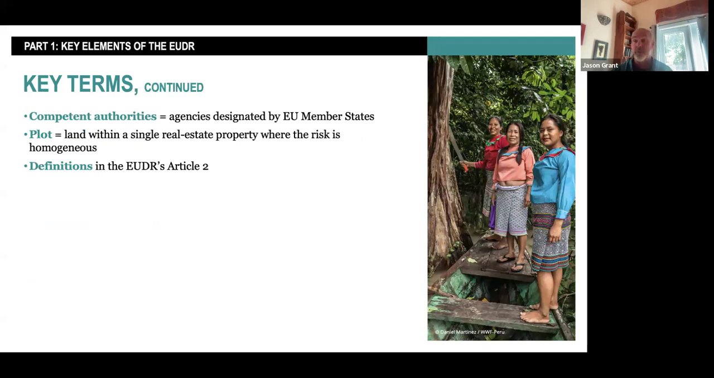Keep going. Competent authorities. These are agencies within the member states that are responsible for enforcing the law. So there's different competent authorities in each country. And then there's this concept of a plot, and there's the definition there before you. It's kind of a key term, and I guess within the forestry world, it could be considered like a forest management unit.